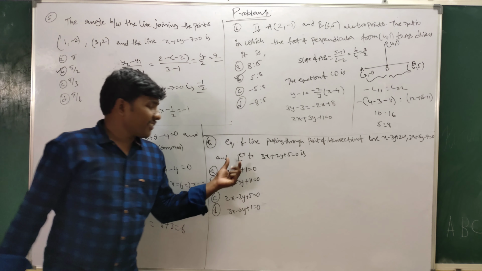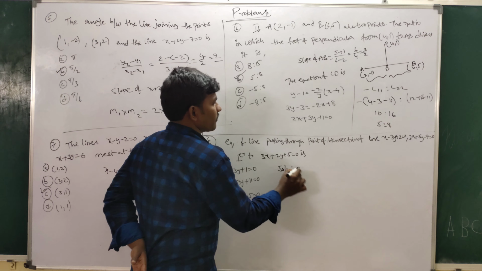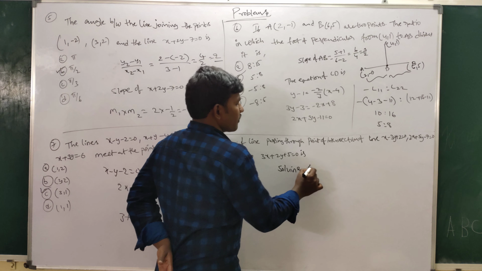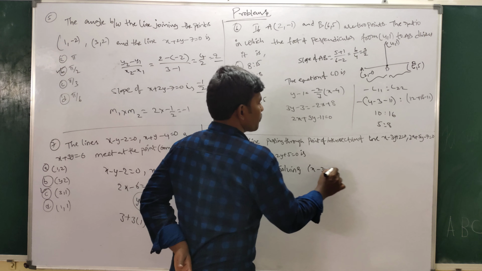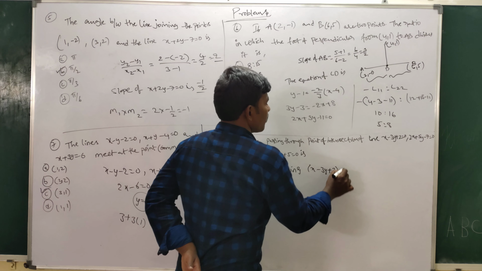First of all, we solve these two equations. Solving x minus 3y plus 2 equal to 0 and 2x plus 5y minus 7 equal to 0.